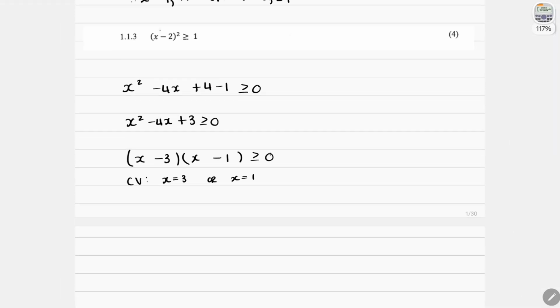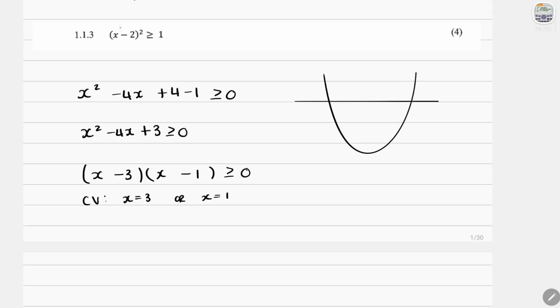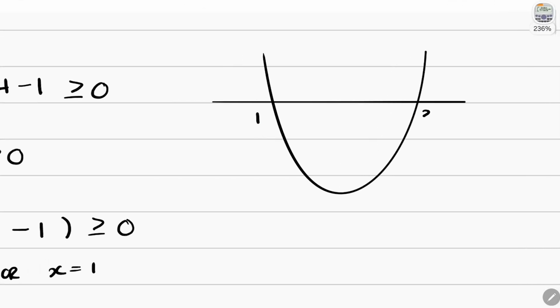And now we can draw our graph. With our graph, it is a concave up parabola because, as you can see, the value of a in x squared is positive. And our critical values are 3 and 1. So 1 is over here, 3 is over here.